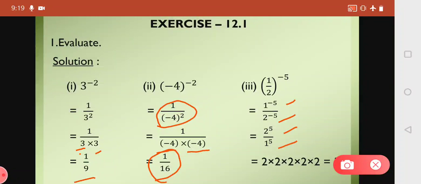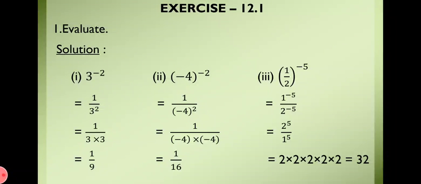That is equal to 1 raised to 5, which will remain 1 only, and we don't take base as denominator as 1, so that is equal to 2 raised to 5, that is 2 into 2 into 2 into 2 into 2, that will give 2 2s are 4, 4 2s are 8, 8 2s are 16, and 16 2s are 32.